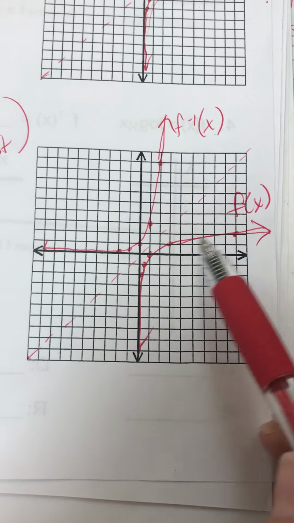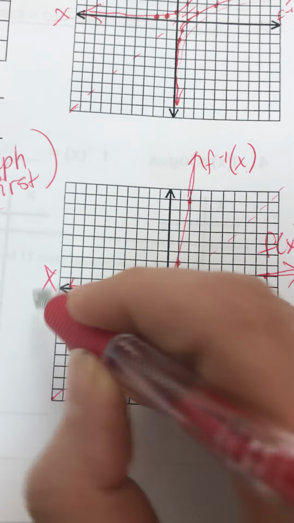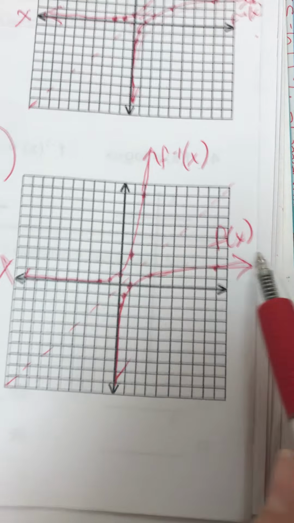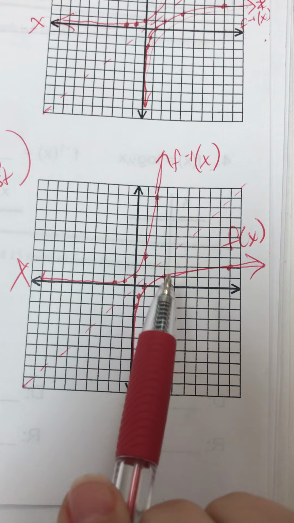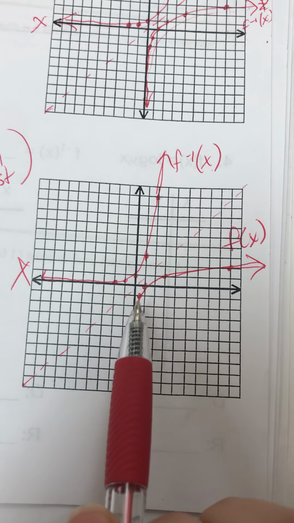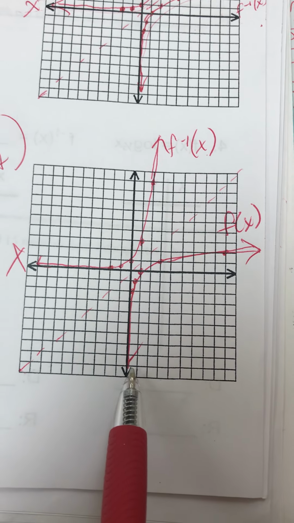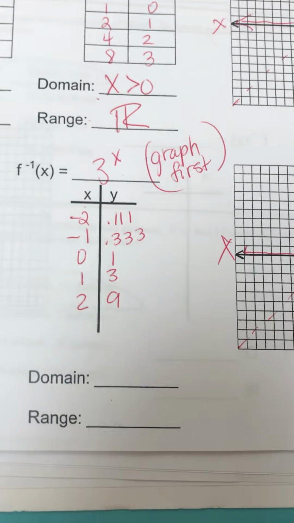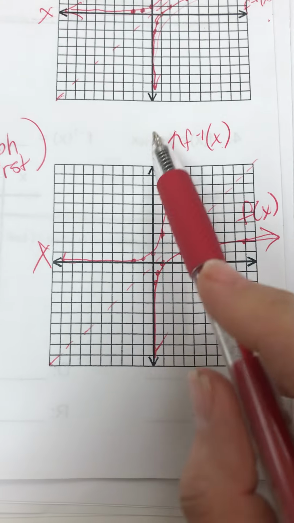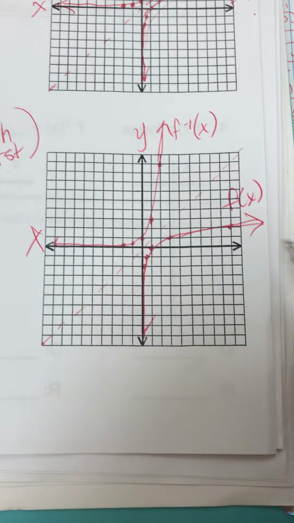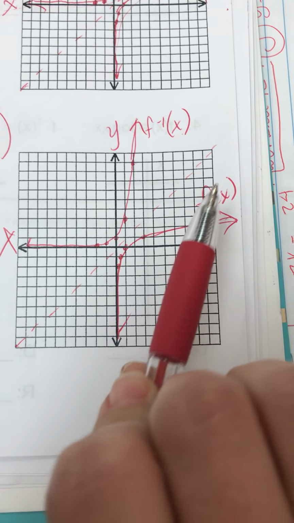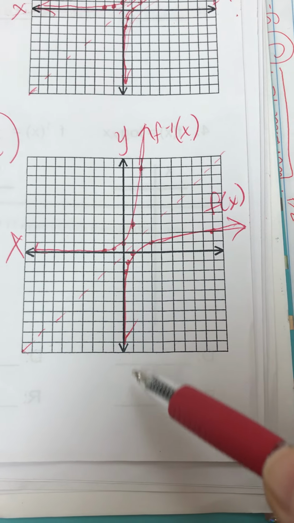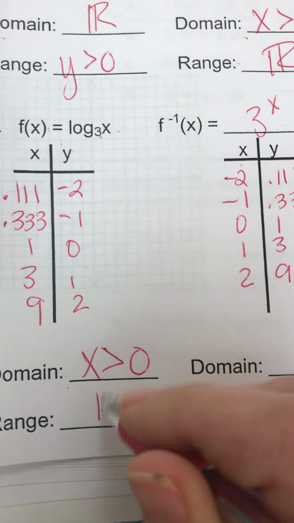So our f of x was this one. Domain is your x. So what's happening on the x for this one? It's continuing to go to the right to infinity. But when you're going left, it's not ever crossing 0. It's just getting closer to 0. So your domain for this one is going to be x has to be greater than 0. But on your y, which is your y-axis, that's our range. It's going to keep going up and to the right and up to infinity, and it's going to keep going down to infinity. So that means your range is going to be all real numbers.